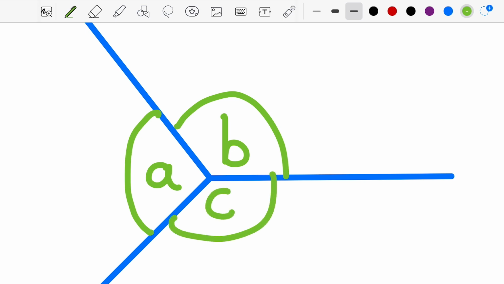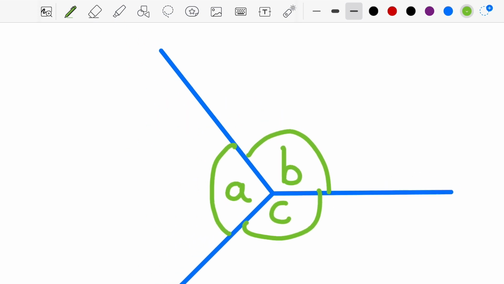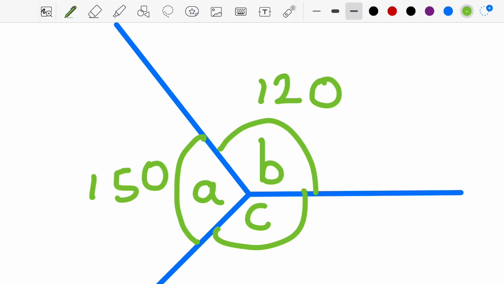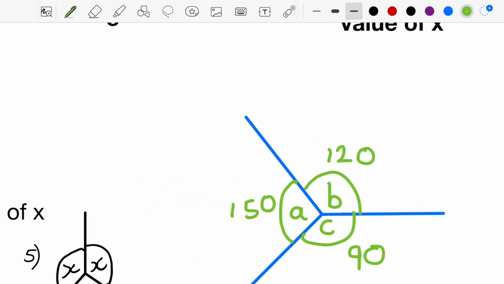So A plus B plus C would be equal to 360. So for example, if this is 120 and this is 150, then this last angle will be 90. We add them up together, you'll get 360.